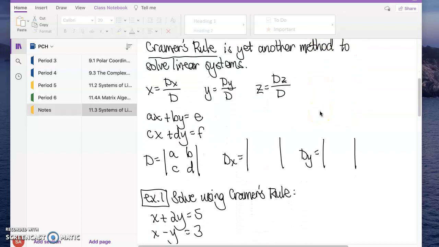So Cramer's rule is another way to solve linear systems because we don't have enough ways to solve linear systems yet, right? So these are the ways we find the values of x, y, and z. And then we're talking about a system that looks like this. So the D in the denominator of all three of these is just the determinant of the coefficients of x and y. The D sub x, we're going to replace the x column. So we keep the b and the d the same as the original. And then we replace the x column with the answers in the equation.